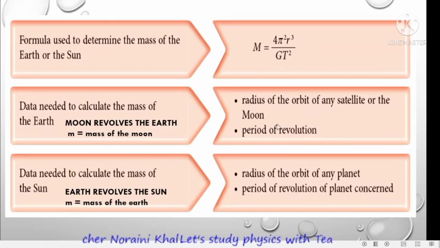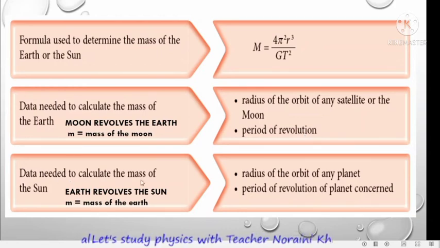Let's look at some examples. For example, the first one: the formula used to determine the mass of the Earth or the Sun. So we use M equals 4 pi squared r cubed divided by G T squared. In order to calculate the mass of the Earth, we can assume the case of the moon revolving around the Earth. The small m is the mass of the moon. Data needed: the radius of the orbit of the moon, and the period of revolution.